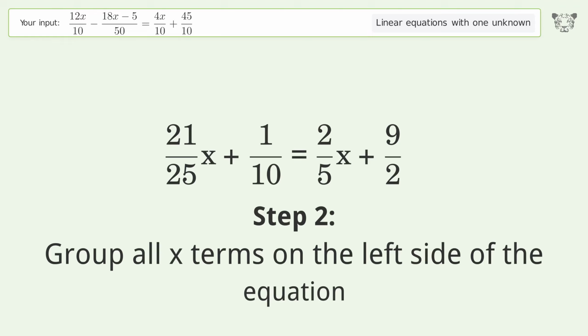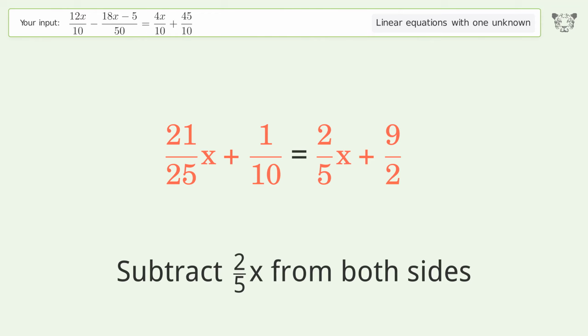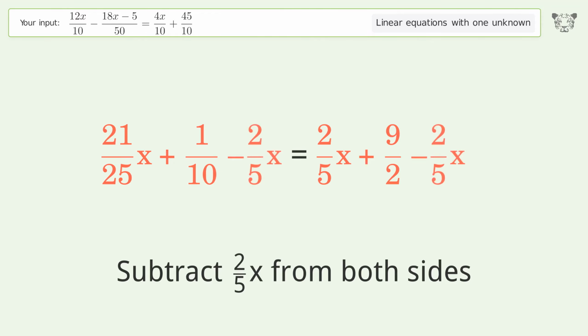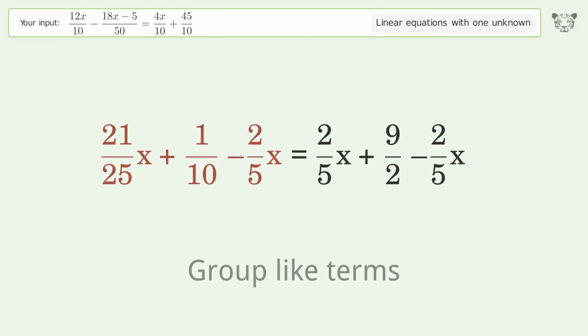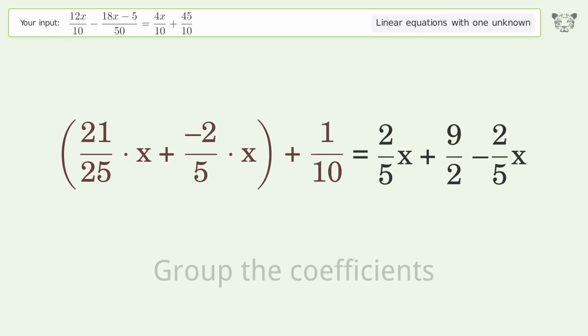Group all x terms on the left side of the equation. Subtract 2 over 5x from both sides. Group like terms. Group the coefficients.